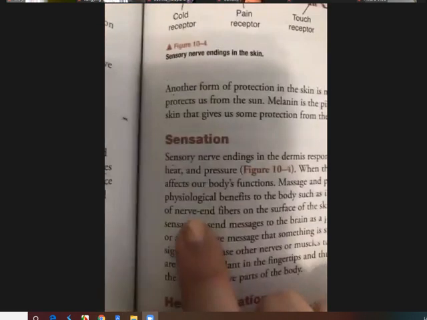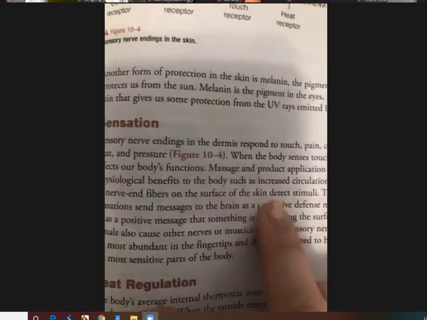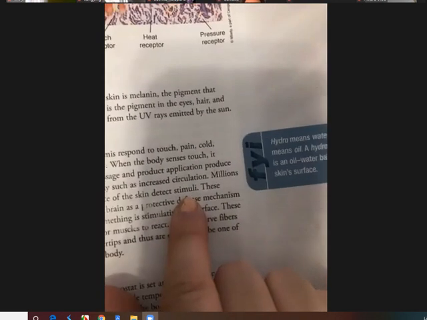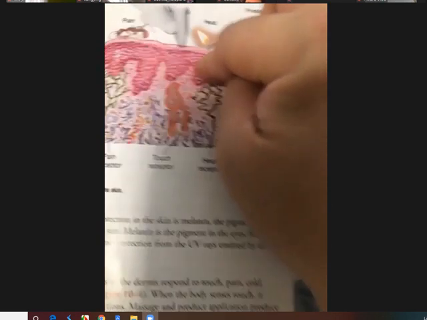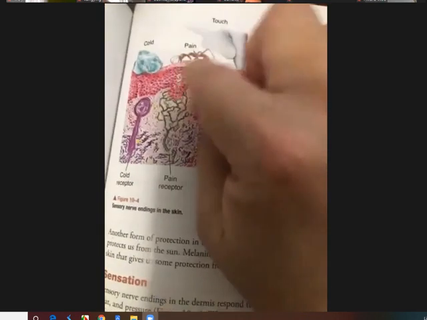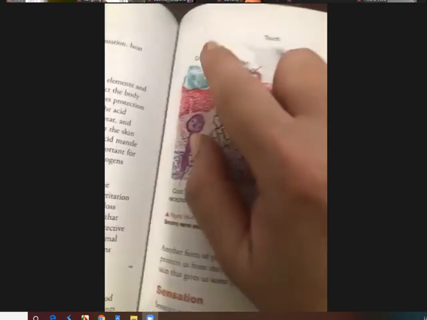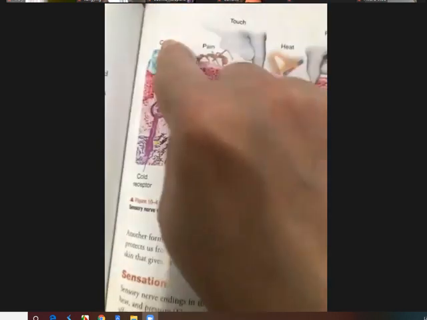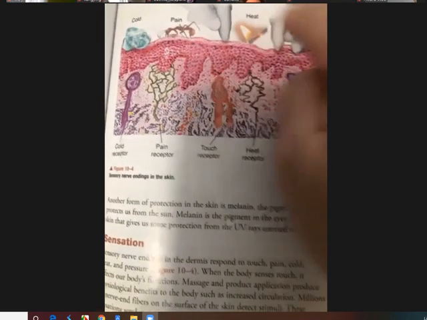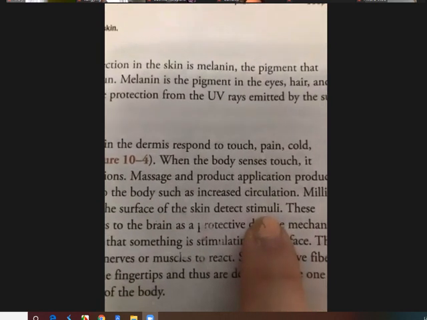There are millions of nerve-ending fibers on the surface of the skin that detect stimuli. Let's say you get pinched, you feel pain. When heat touches you, you feel burning. When an insect bites you, you feel pain. And if something cold or ice touches you, you feel cold. So heat, insect bite, and cold are all called stimuli.